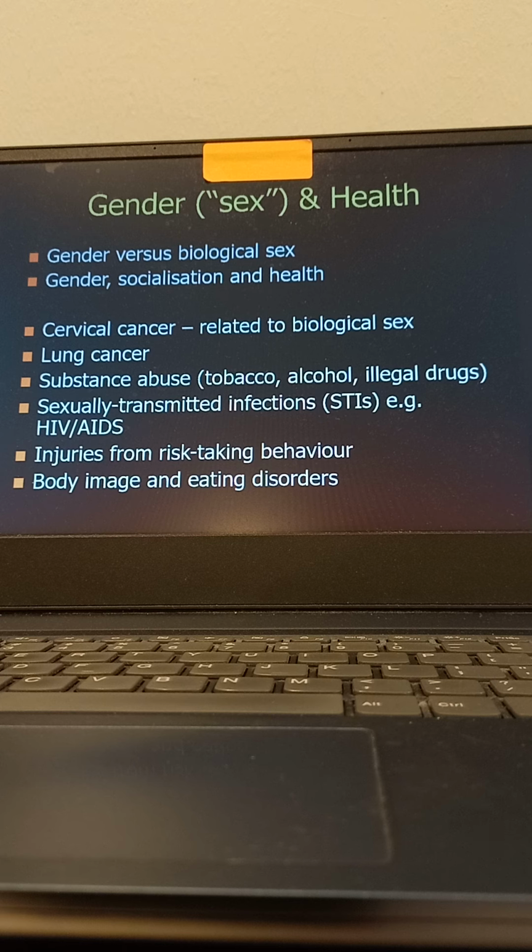So males typically engage in more high-risk sports and accordingly suffer higher rates of injuries. Body image and eating disorders. Now there's a link to gender and eating disorders. Typically females tend to suffer from higher rates of eating disorders such as anorexia nervosa or bulimia nervosa compared to men, and this is due to socialization.